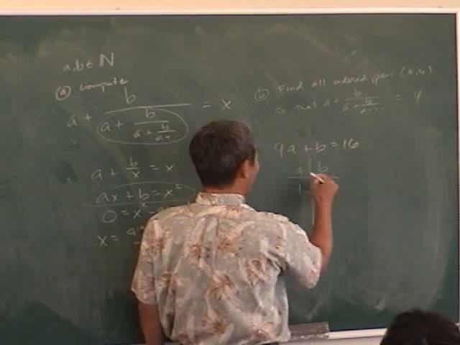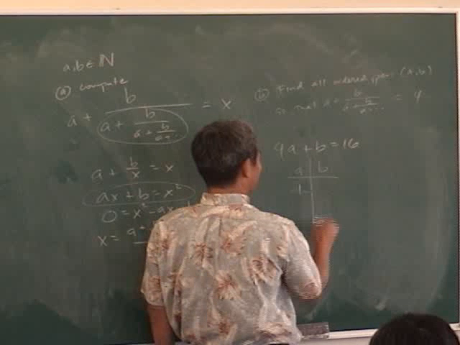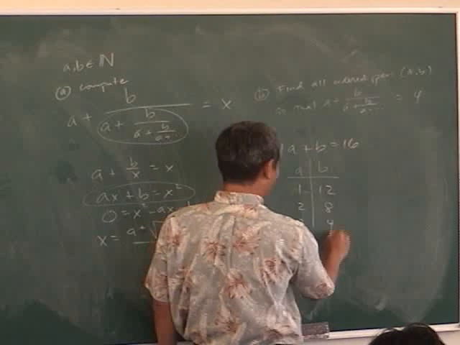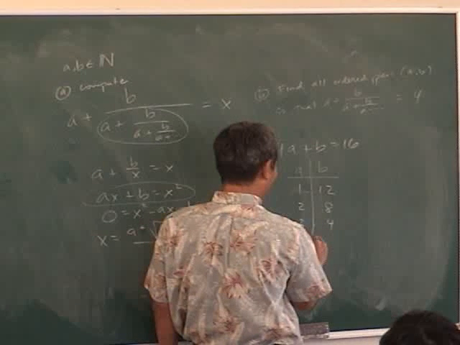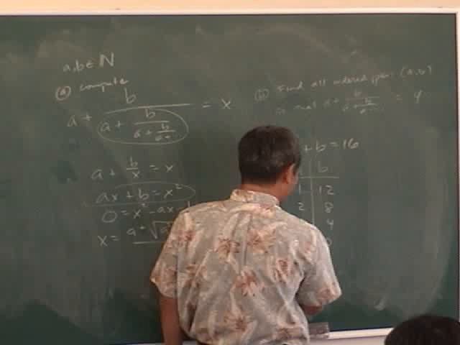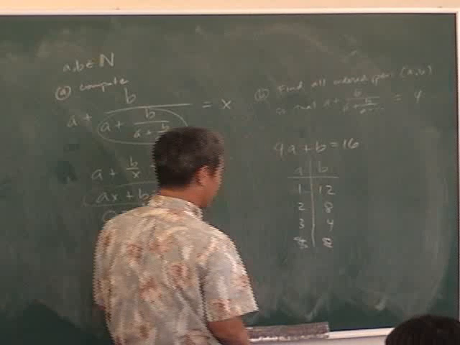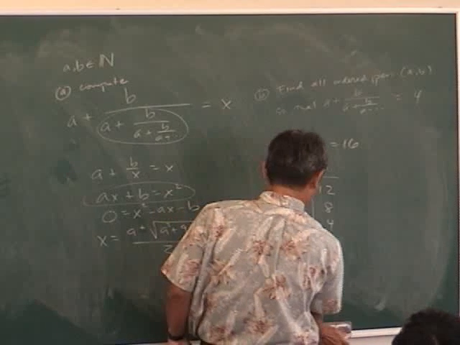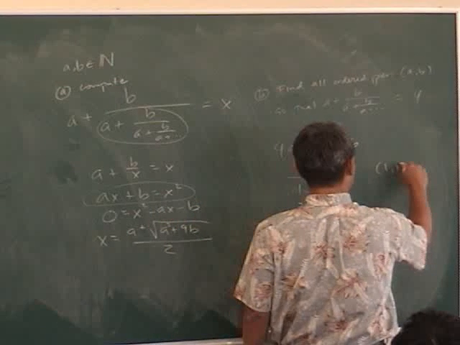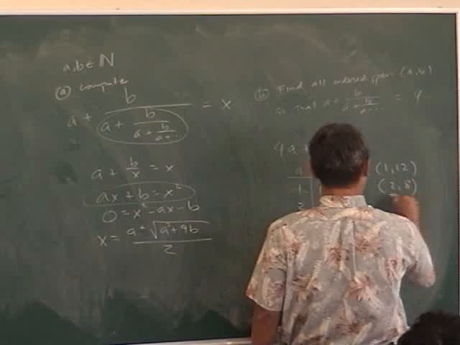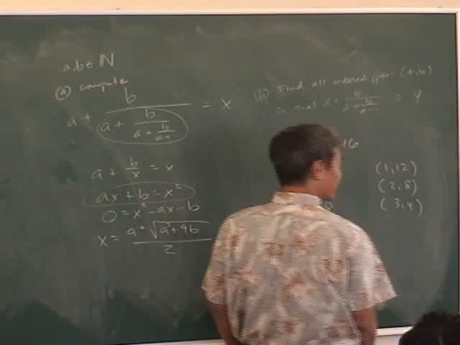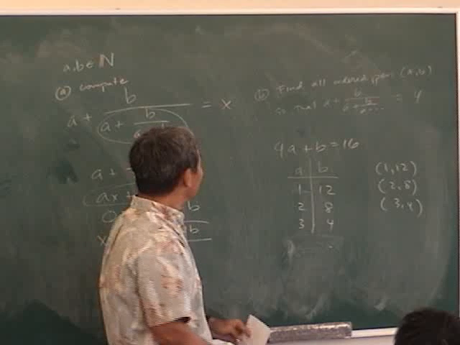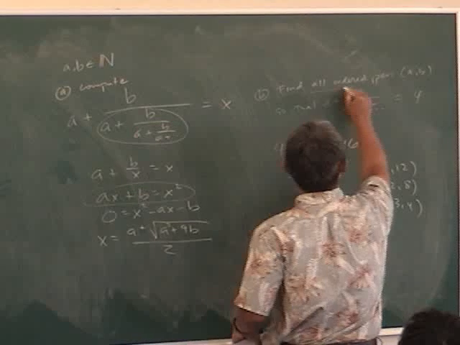So if a is 1, what is b? 12. What if a is 2? b will be 8. What if a is 3? Then b is 4. And what if a is 4? Then b is 0. Wait, no, that doesn't work. Okay, so that breaks off. Yeah, so that's it. This is your answer. So your answers are 1, 12, 2, 8, 3, 4. You have to write them all. Find all ordered pairs.